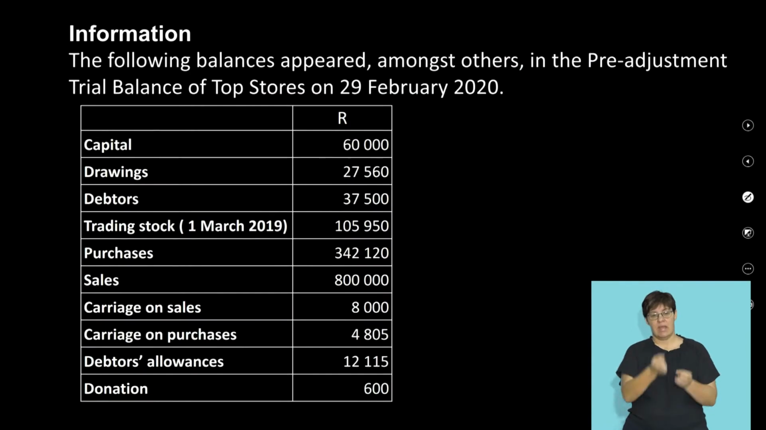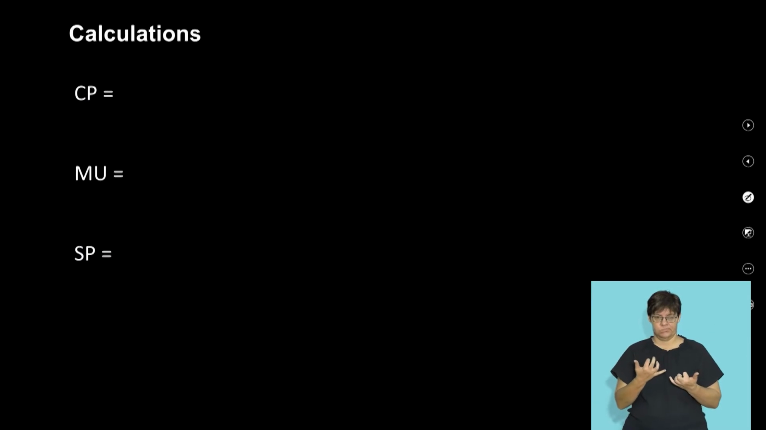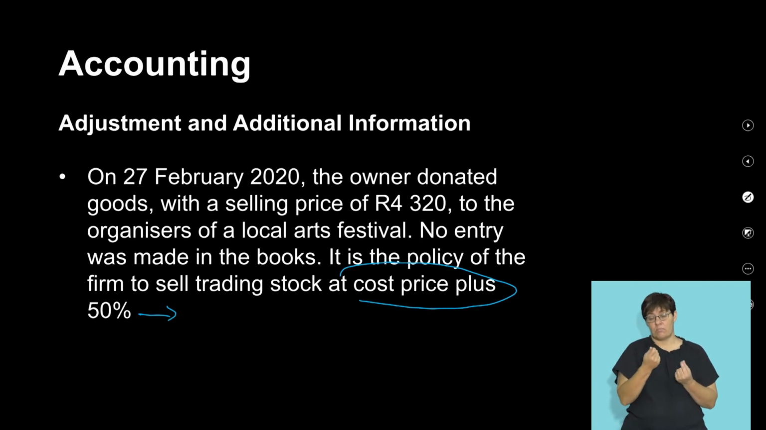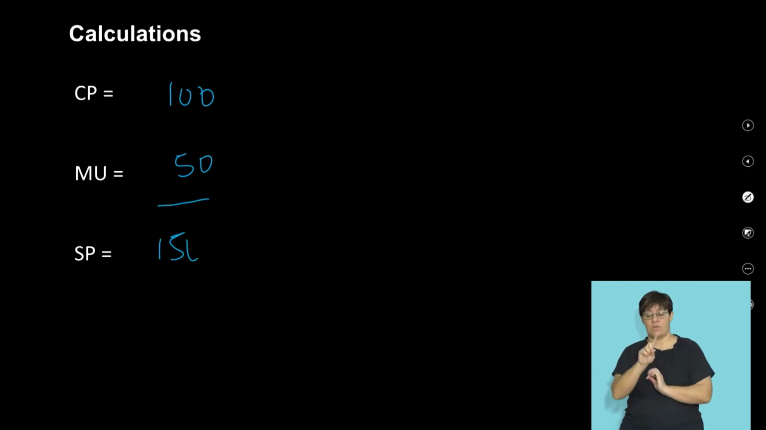Here's my information. Firstly, I have to work out, they're telling you that the firm uses a cost price plus 50. I've done this specifically for this question to make you aware that your cost price is 100, your markup is 50, your selling price is therefore 150. So what do we remember from this here? Cost is 100, markup is your variable. It changes from business to business.